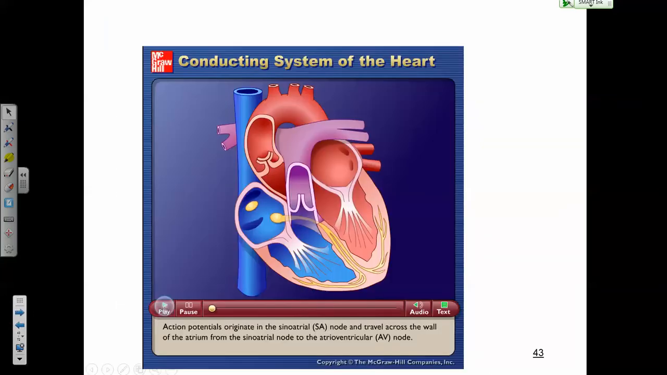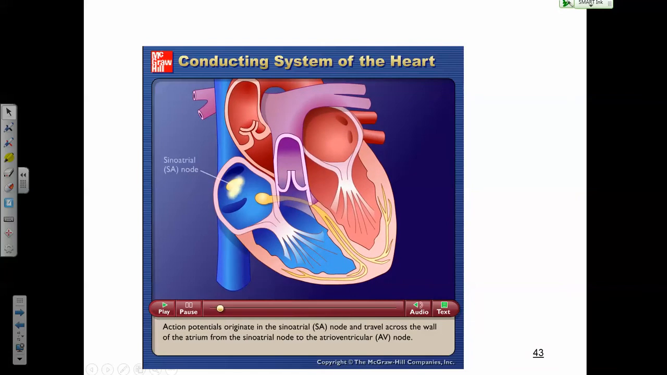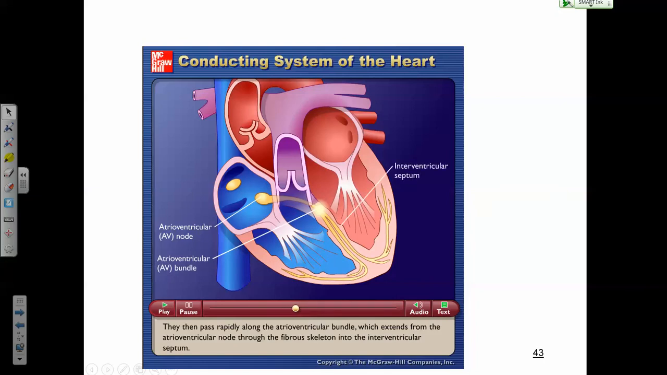Okay. Action potentials originate in the sinoatrial node and travel across the wall of the atrium from the sinoatrial node to the atrioventricular node. Action potentials pass slowly through the atrioventricular node to give the atria time to contract. They then pass rapidly along the atrioventricular bundle, which extends from the atrioventricular node through the fibrous skeleton into the interventricular septum. The atrioventricular bundle divides into right and left bundle branches, and action potentials descend rapidly to the apex of each ventricle along the bundle branches.